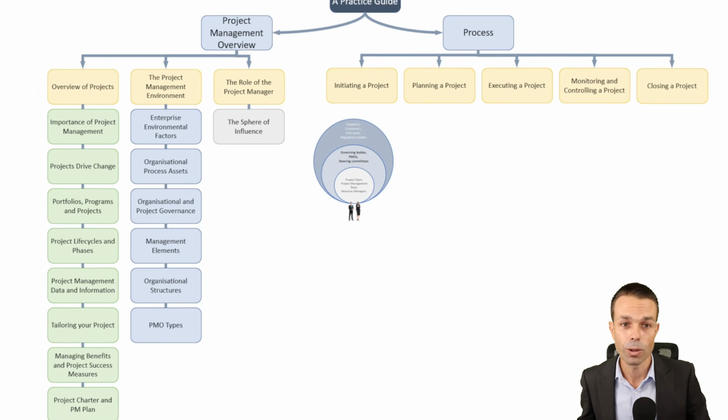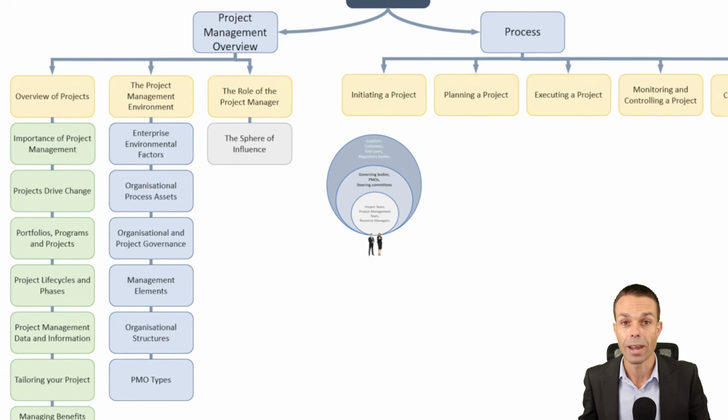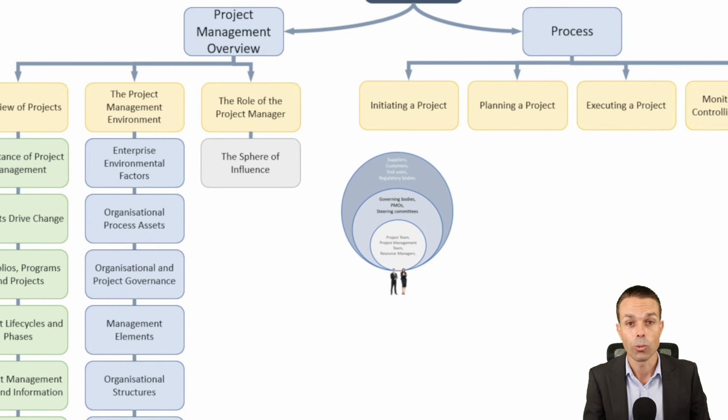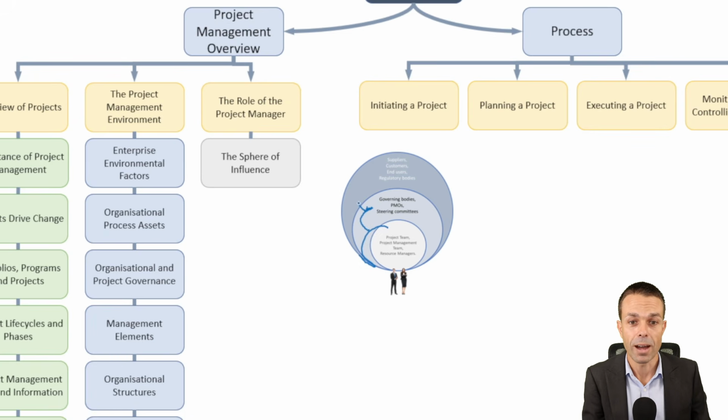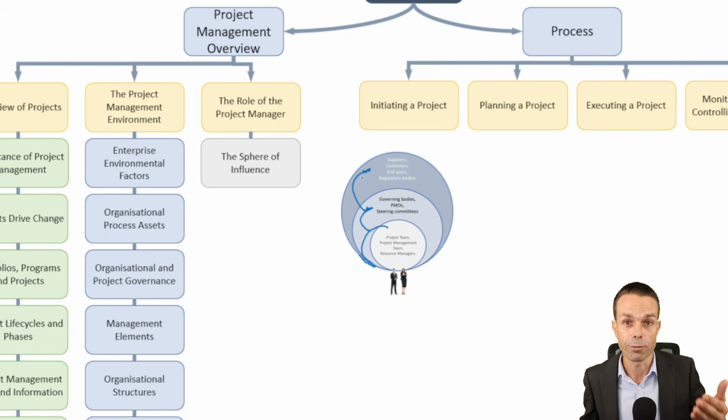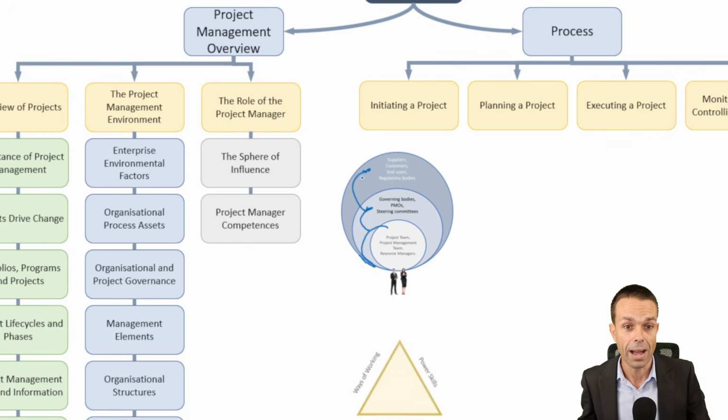Now, what does the role of the project manager play within all of these things? We've got our own sphere of influence, so we can influence our own project team, but then there are governing bodies, there's the project management office, steering committees, and that's a little bit outside of our sphere of influence, but still within it. And then we've got our industry, suppliers, customers, and that's often outside of our sphere of influence, but we still need to negotiate and influence them using our own personal power.